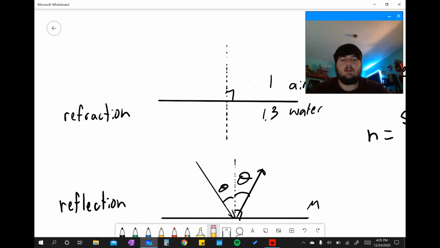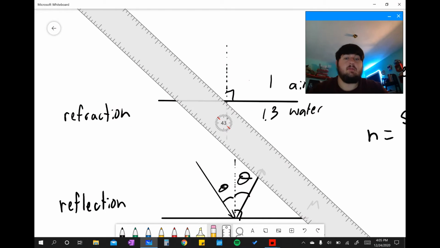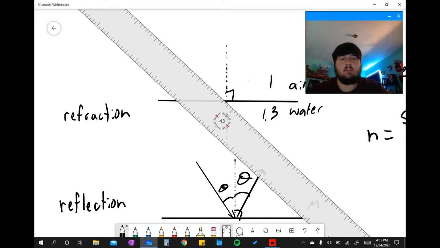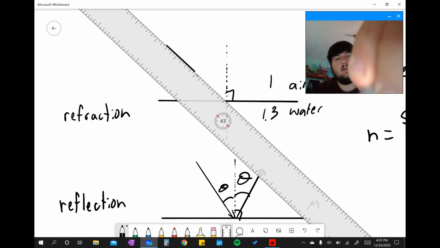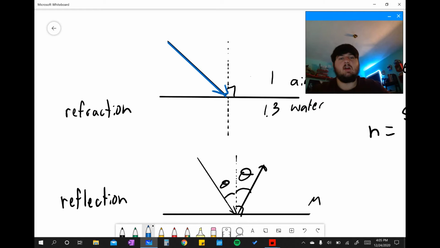So let's make a little pathway for light. Let's say a beam of light is just moving through air, right? It's moving at 43 degrees. Comes in, boom, hits the water. Alright, we'll call that our beam of light. Let's say it's blue.